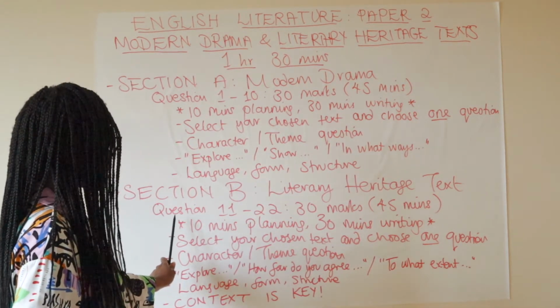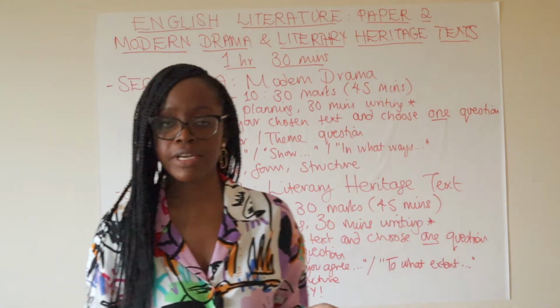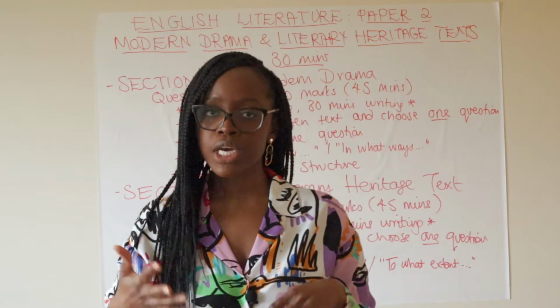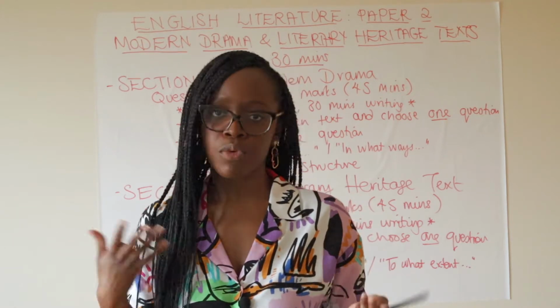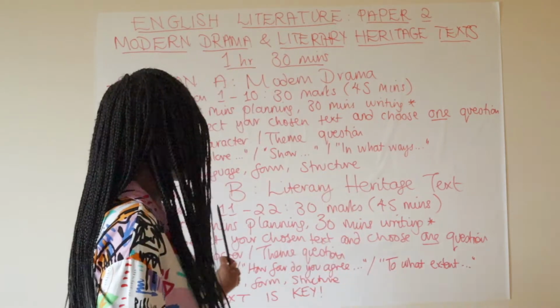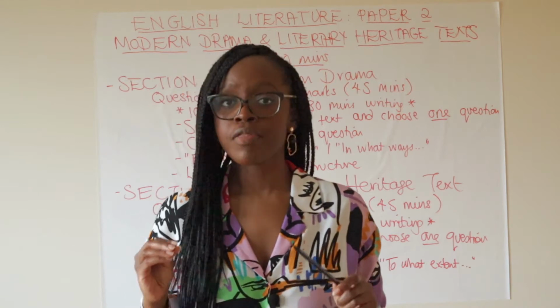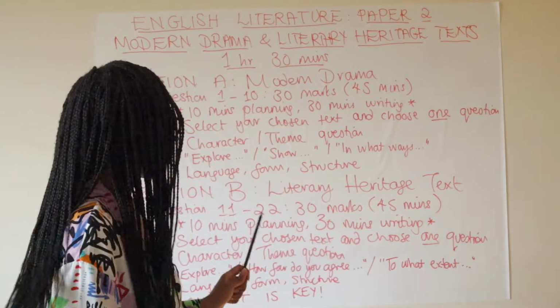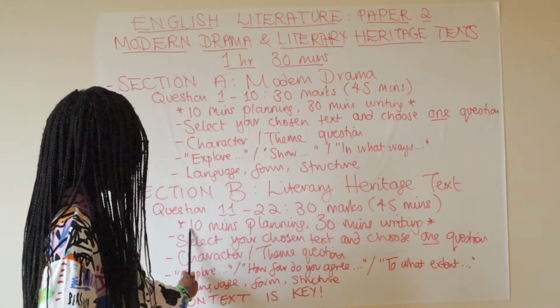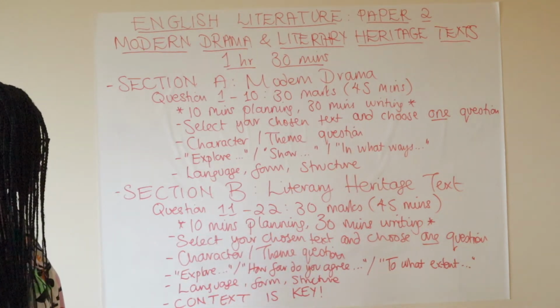Essentially, with section B, this is the literary heritage text. This is just a fancy way of saying these are older texts written by, for example, key playwrights like William Shakespeare or so on, okay? Again, the questions run from question 11 to 22. You just select the relevant section that you have studied, okay? And then you allocate 10 minutes to planning, 35 minutes to writing, okay? So of course, select your chosen text and your chosen question.